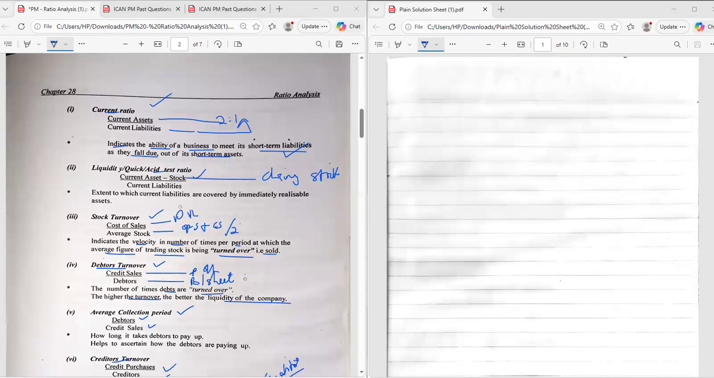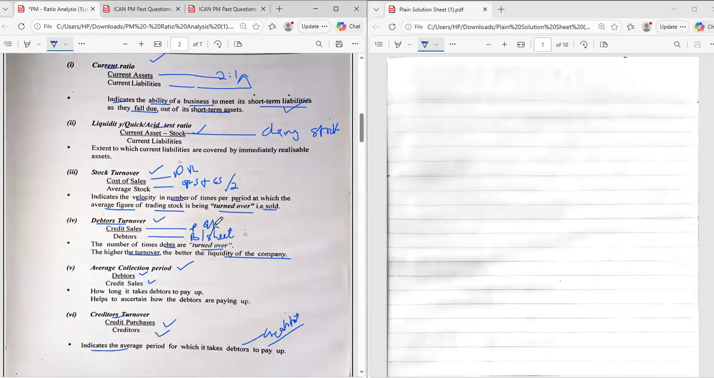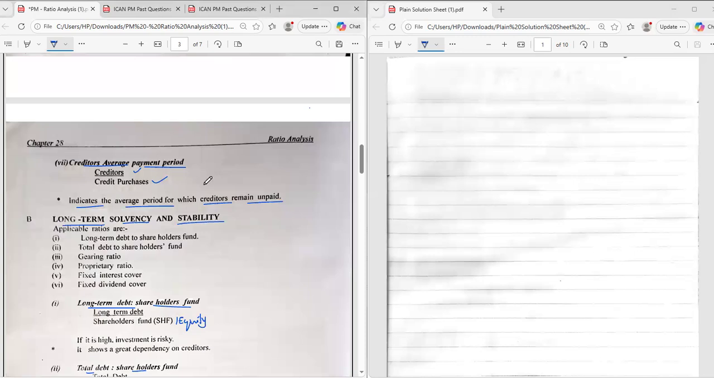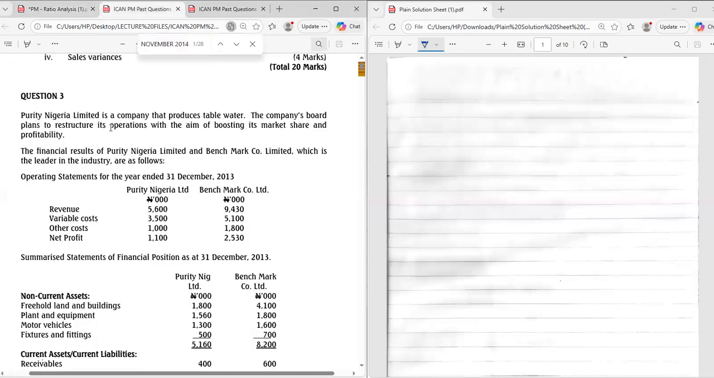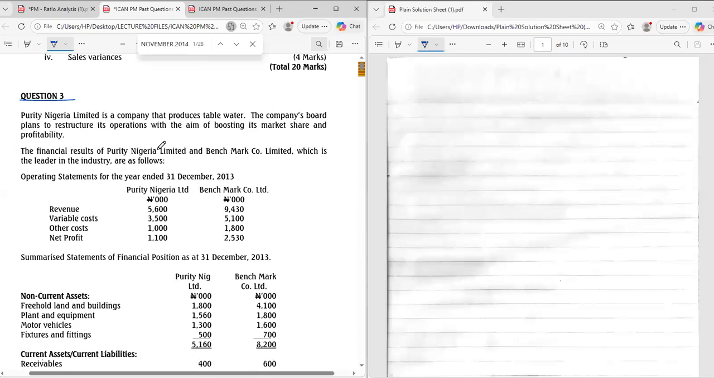All right. Okay. Let's do justice to this. I want to see credit average payment period. I've sent the material now. You can use the material to do that. Whoever is asking that. All right, so let's see what we can do quickly. This question is November 2014, question 3. So please jot it down. Part of what we'll be looking at. November 2014, question 3.